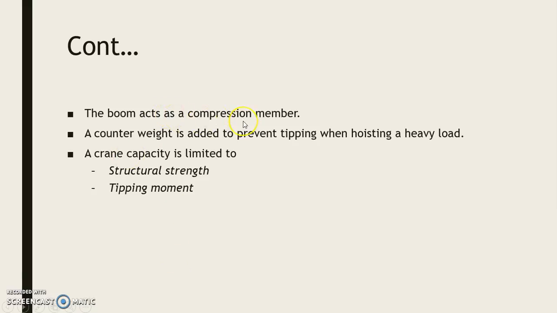The boom acts as a compression member. If we see the structural details, then we have tension members and compression members. So generally on the boom there is a compression load, so it acts as a compression member. A counterweight is added to prevent tipping when hoisting a heavy load. A counterweight we have seen in the image. A crane's capacity is limited by its structural strength and the tipping moment.